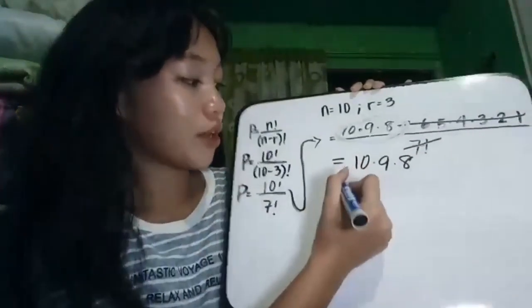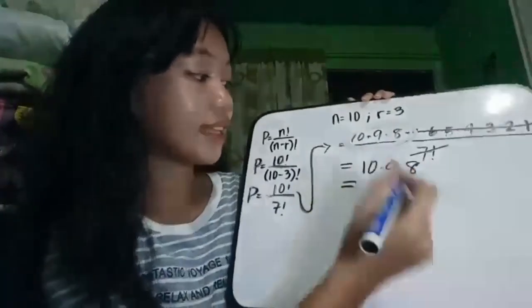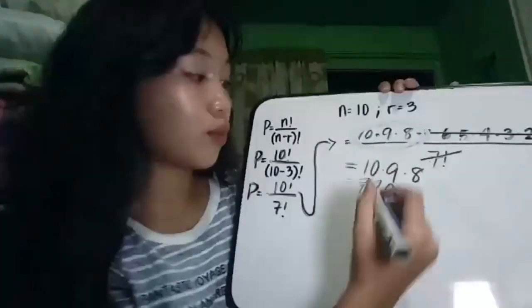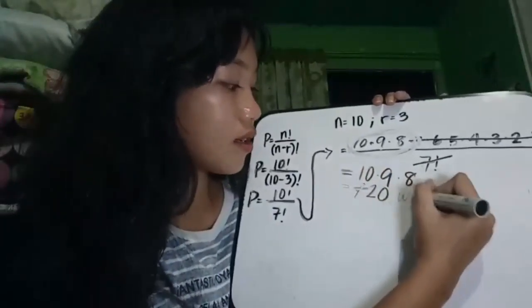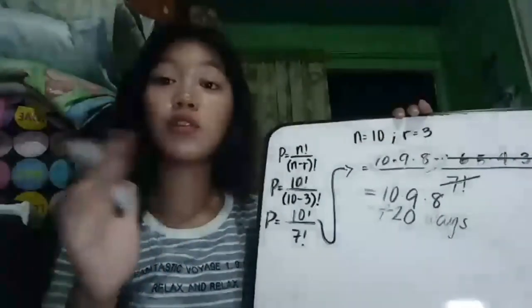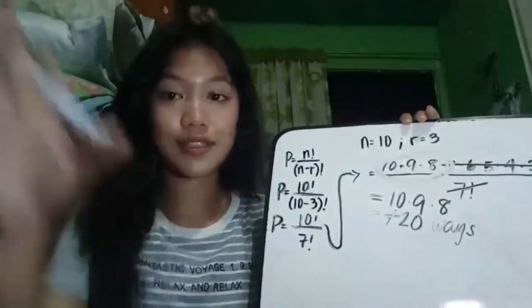So, itong natira na to, i-multiply lang natin siya. And 10 times 9 times 8 is equal to 720 ways para magkaroon ng first, second, third mula doon sa 10 chefs ng cooking contest.